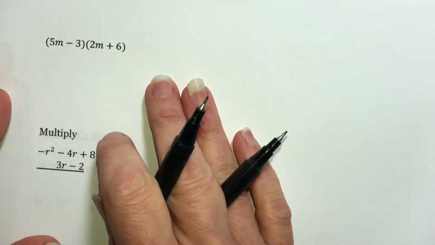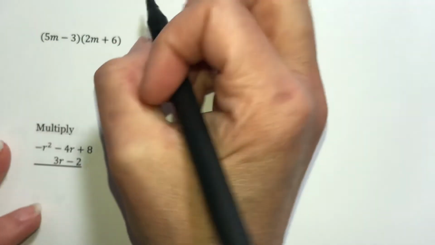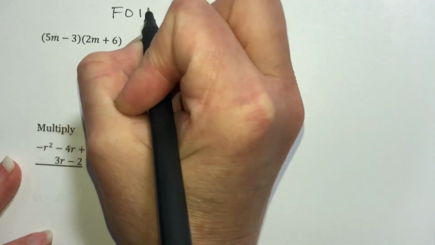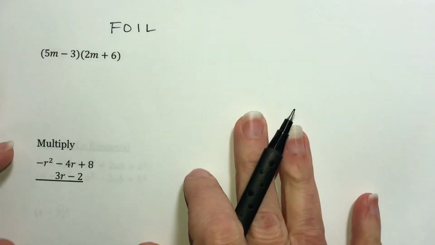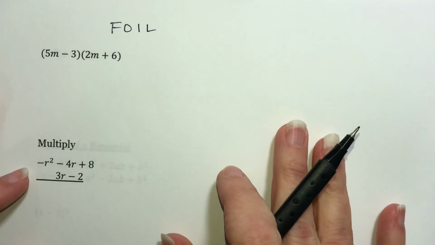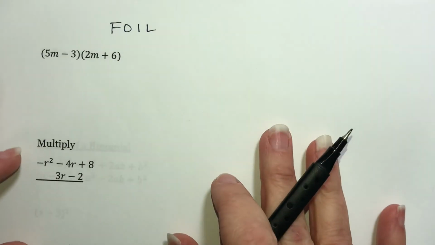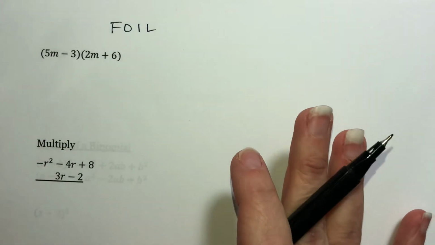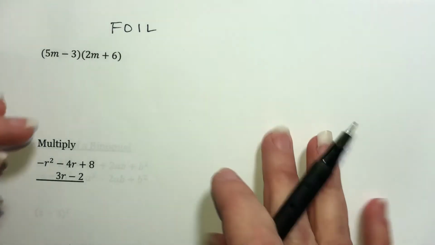So let's look here. This is what most people would call a FOIL problem. It's a binomial times a binomial. FOIL: first, outer, inner, last. Okay? You can think of this as a separate type of problem. You can use the box method on this, but it's just a distribution. It's actually easier than the one we did before.